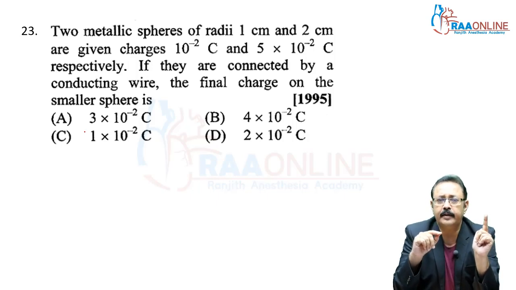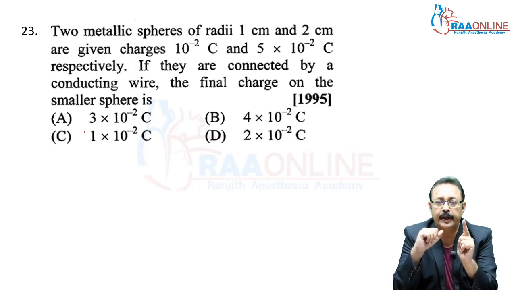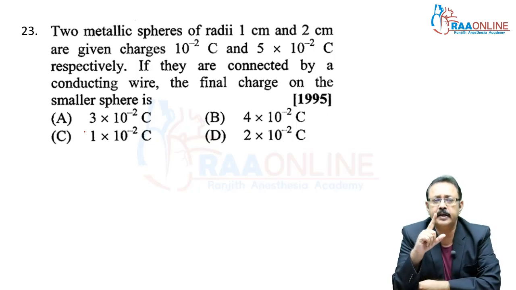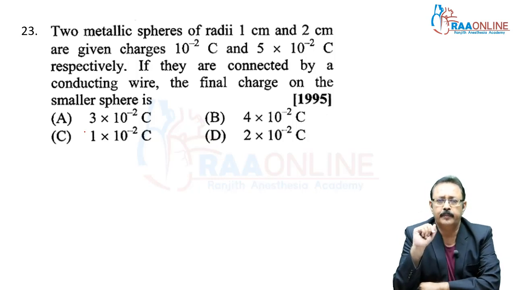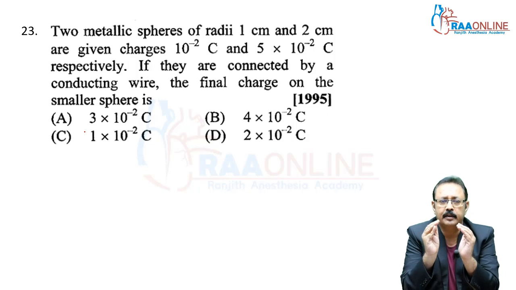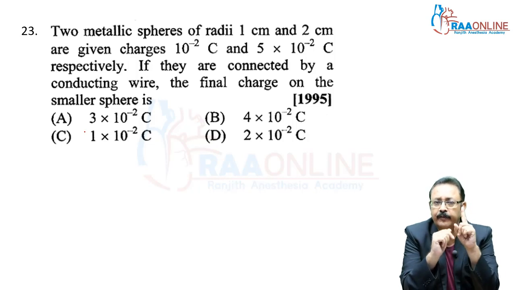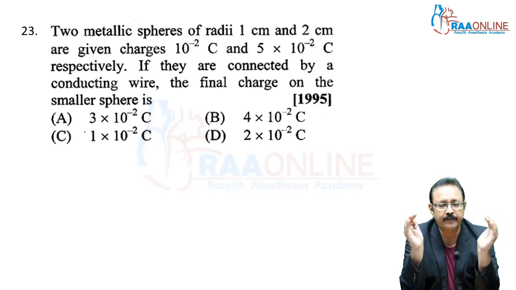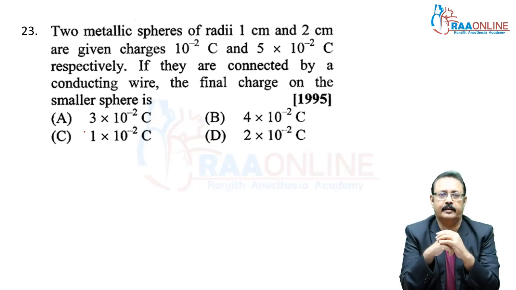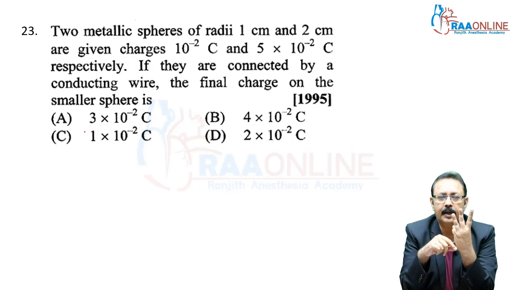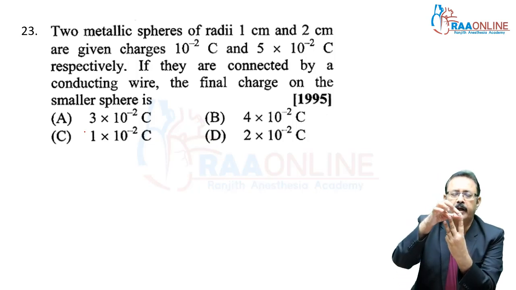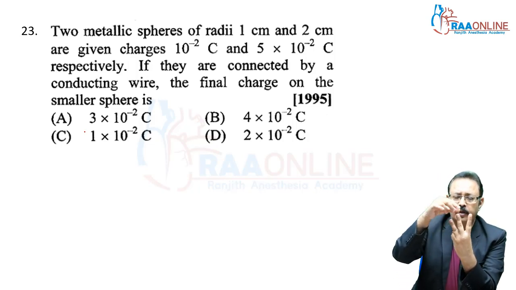We proved that charge will distribute in the ratio of radius. What is the ratio of radius? 1:2. It means from total charge, smaller sphere will get 1 part, bigger sphere will get 2 parts. Means if total 3 parts are there, 1 part will go on smaller sphere, 2 will go on bigger sphere.